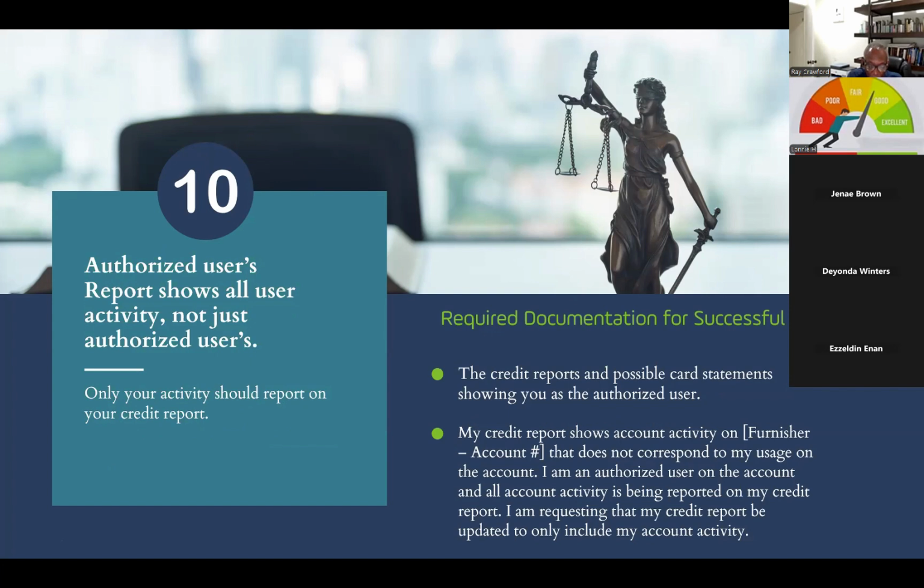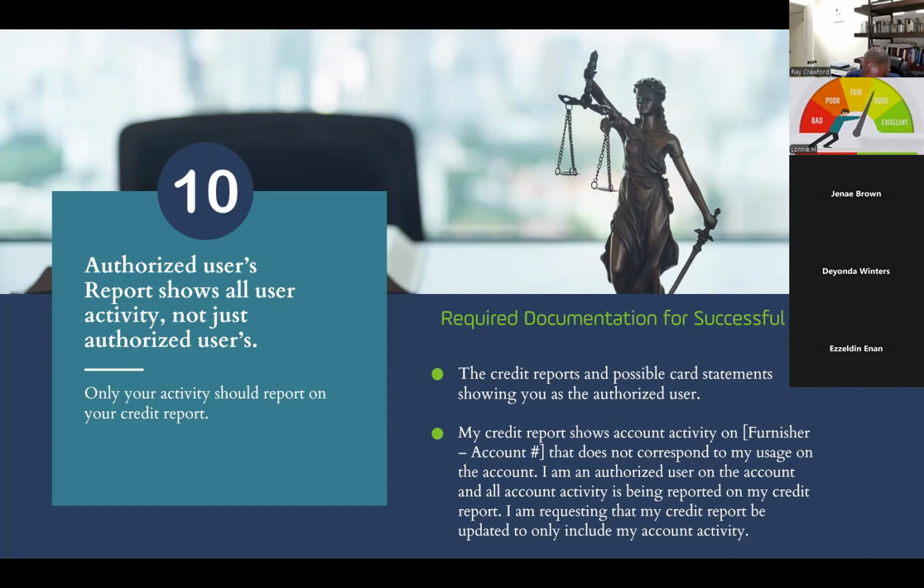So the last one is the authorized users report. Say you have a client who is an authorized user on someone else's account, most likely their spouse or another family member. The activity should report on your own credit report.